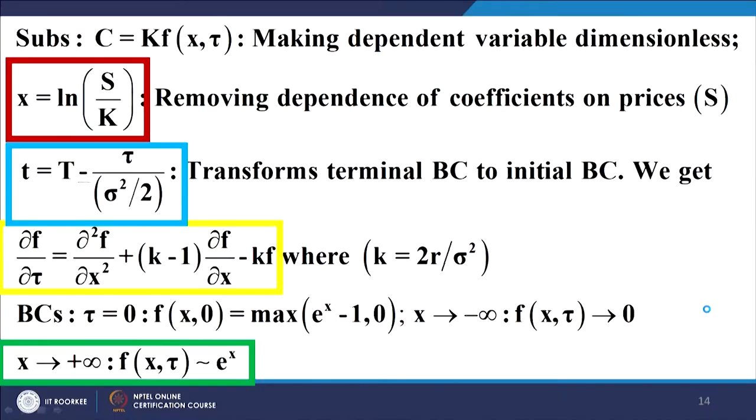Then we make the substitution given in the blue box, which converts the final value problem to an initial value problem. And on making these substitutions, we get the corresponding expression for the Black-Scholes equation as the equation given in the yellow box here. The boundary conditions take the form that is given below this expression in the yellow box, by making the substitutions that are made above.